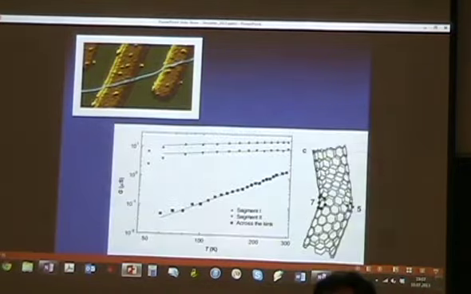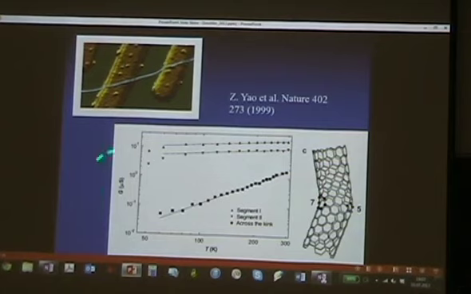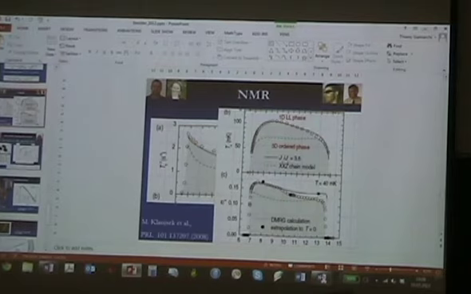If you take the nanotubes, you have a similar type of behavior, where by measuring the conductance as a function of temperature, you do see power-law-like behavior. Again, there is some little debate on it, but this has been interpreted as the signature of Luttinger liquid behavior. Okay, so far so good.